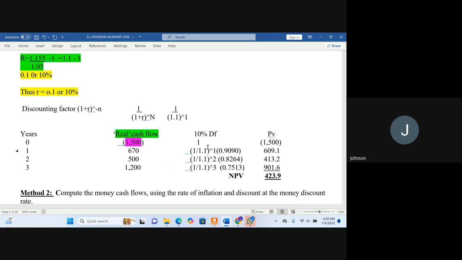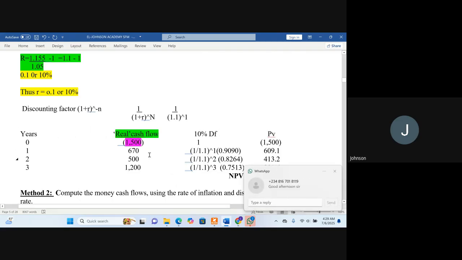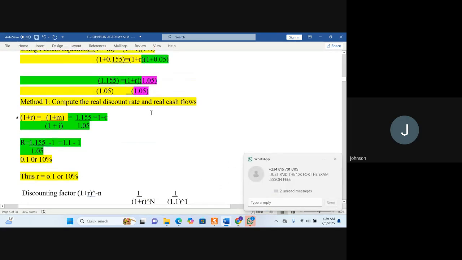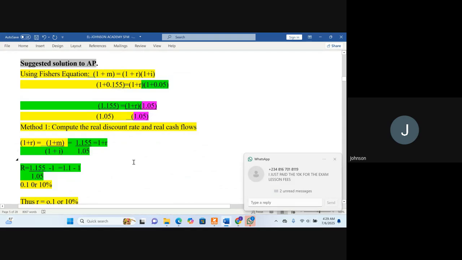But in a situation whereby the inflation rate we are given is only one, instead of wasting time inflating the cash flow in year zero, inflating the cash flow in year one, inflating the cash flow in year two, and inflating the cash flow in year three, why not just go to the discount rate that you're given in the question and remove the effect of inflation from it, so that your cash flow becomes a cash flow without inflation, and your cost of capital also becomes a cost of capital without inflation. So that is that.